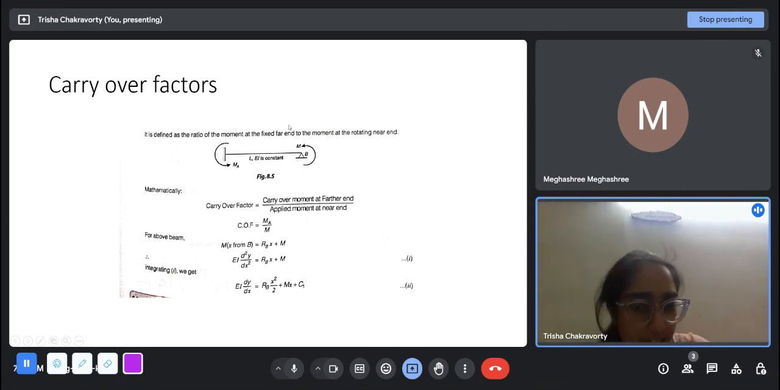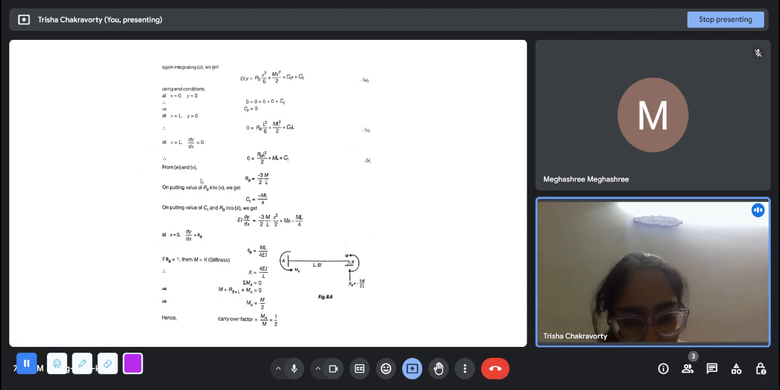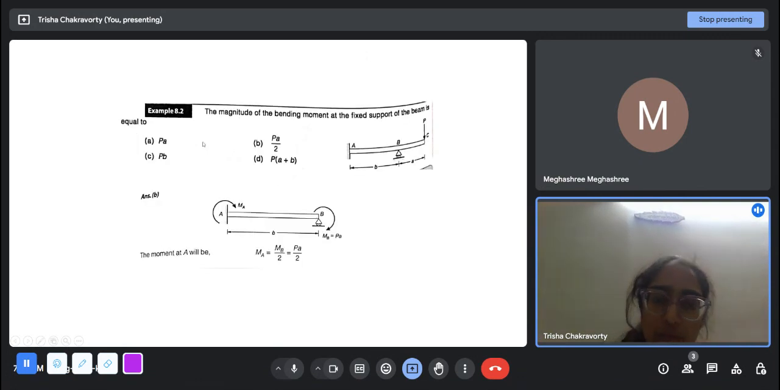Like here you are applying an anticlockwise moment M, then at the fixed end you get an anticlockwise moment of M by 2. This is what you have to remember. This derivation is not very important. So the carryover factor is half. So see, the magnitude of bending moment at the fixed support of the beam is equal to.